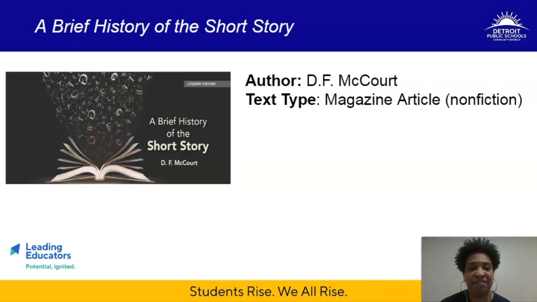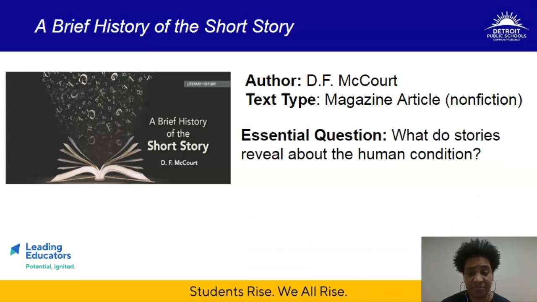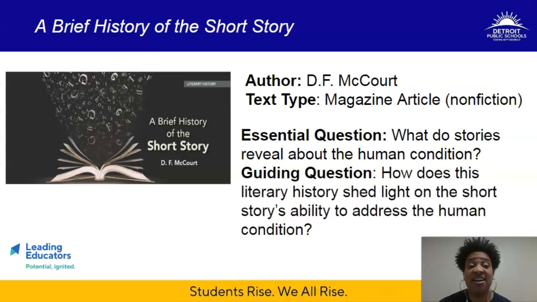Another review of our story here, our text written by author D.F. McCourt. It's nonfiction and a magazine article specifically focused on the history of a short story from the 1820s on to the present. It also gets at the essential question, what do stories reveal about the human condition? And our guiding question, how does this literary history shed light on the short story's ability to address the human condition? Both of these things are going to continue to come into view as we move on in our lessons and progress for the week.